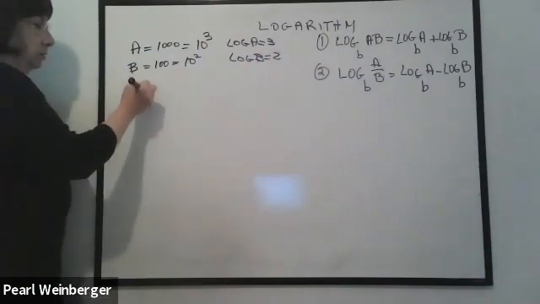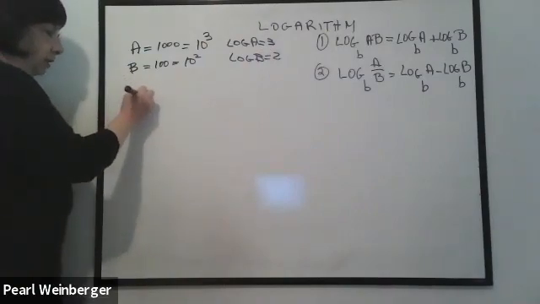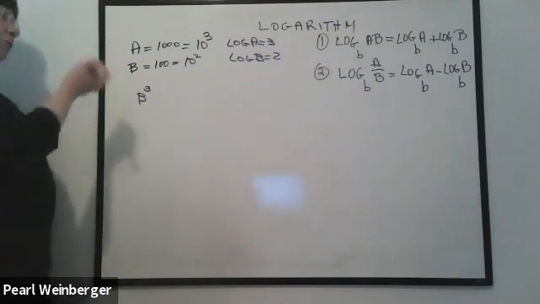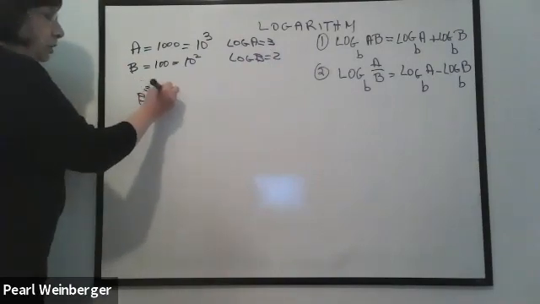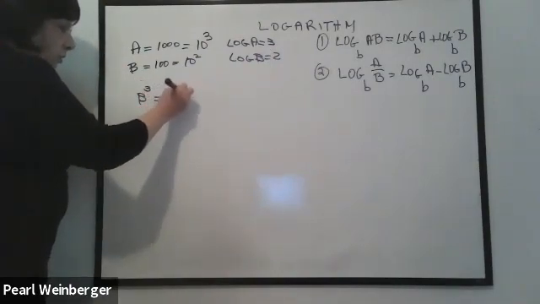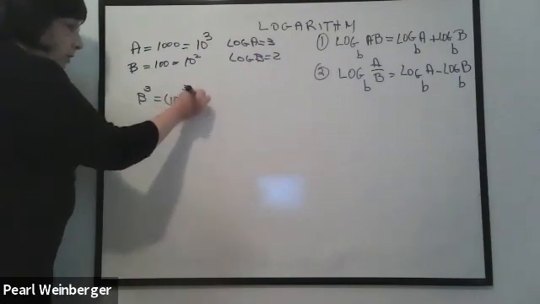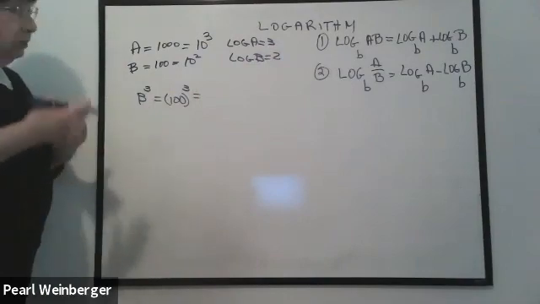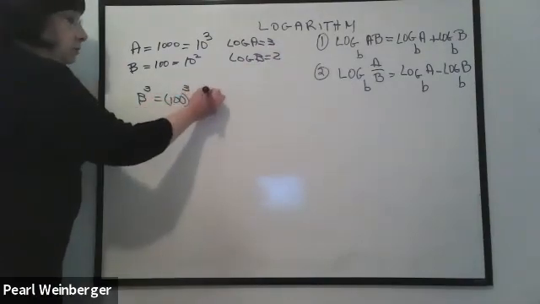Suppose I wanted to take B and raise it to the 3rd power. So what am I doing? I'm doing 100 to the 3rd power. And I can certainly do that on my calculator, 100 times 100 times 100. I think it comes out to be 1,000,000.